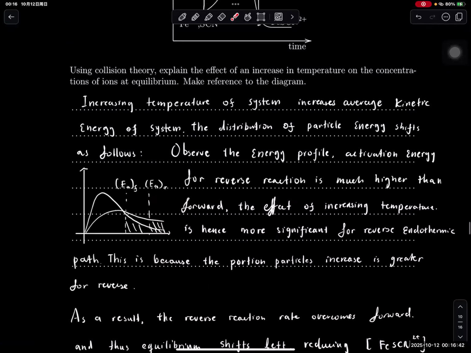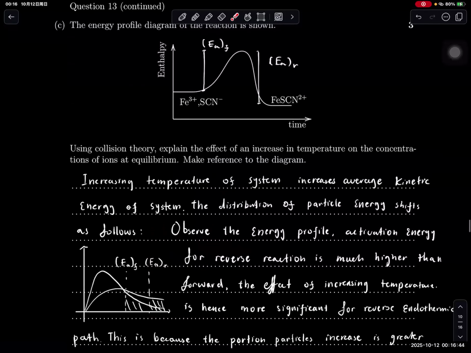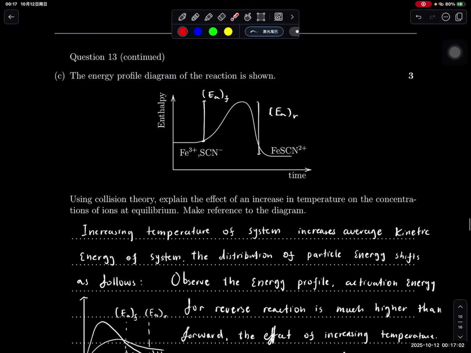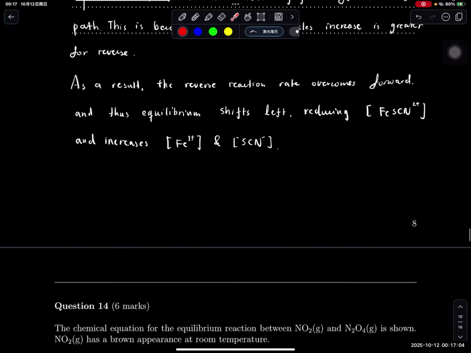Okay, so this is a sample answer for you to write about collision theory and justify temperature change. As a result, the reverse reaction rate overcomes the forward reaction rate. Therefore, the reaction actually goes in the reverse direction. Okay, and don't forget, you can also talk about the color change as well. Okay, but that's fine.